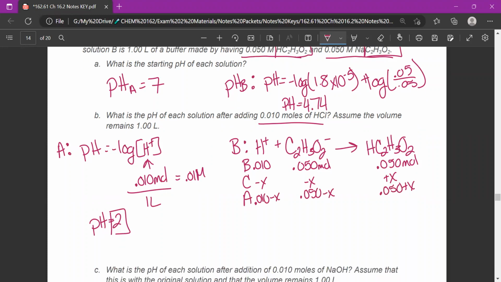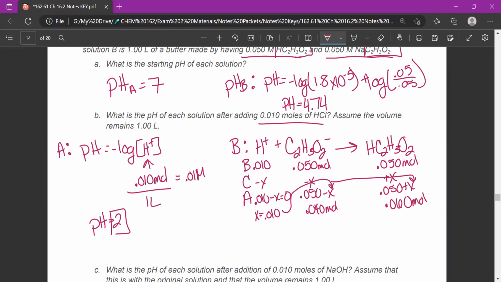All right. Now, which one am I going to run out of? Well, that H plus is going to be neutralized. I have less of that. This one is 0, so x is 0.010. Plug that in here and plug it in here to see how many moles of each of these I have at the end. So this one, I have 0.040 moles of this left, and I have 0.060 moles of this.